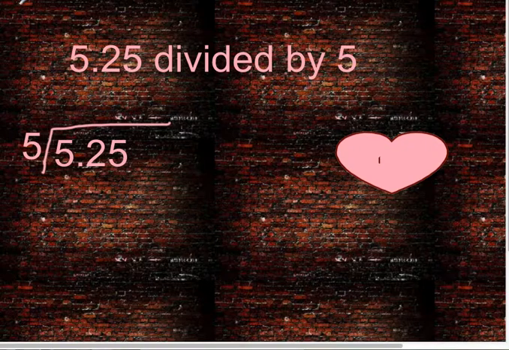Our problem is 5 and 25 hundredths divided by 5. There's nothing in the divisor, so the first thing I'm going to do is move this decimal point up here. Did you do that? Make sure you have that up in your answer. How many times does 5 go into 5? It goes once. And 1 times 5 is 5.